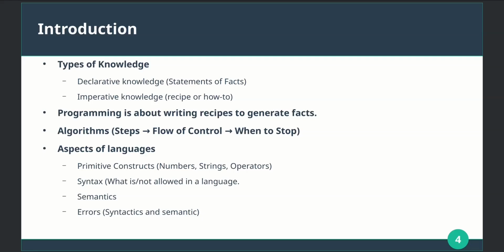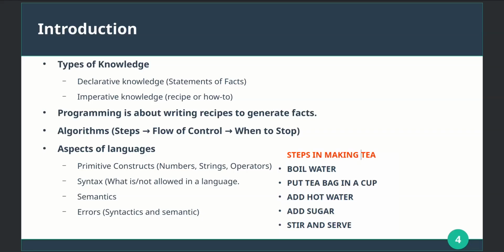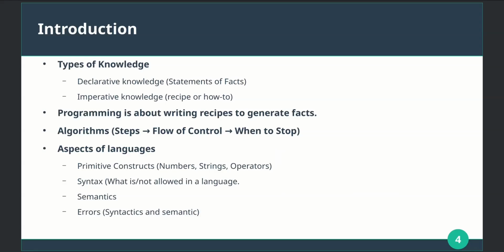Now, this is a simple everyday example of an algorithm: making a cup of tea. What are the steps in making a cup of tea? 1. You boil your water. 2. You put a tea bag in the cup. 3. You pour hot water. 4. You add sugar to it. 5. You stir and you serve. Now, looking at this example, you find out that all the features of an algorithm have been met by this example.